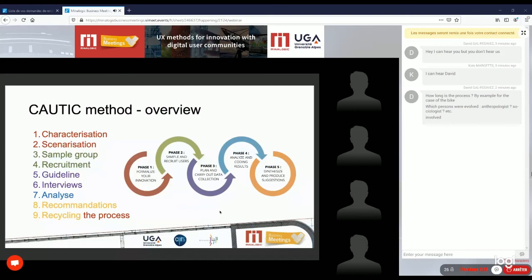But the problem we had with the bike, for example, was that it's a really complex bike with 4 innovation principles, and if you reduce this number of innovation principles, it can go much faster.